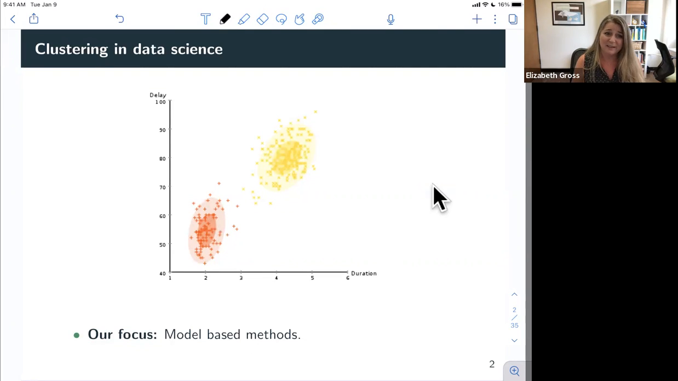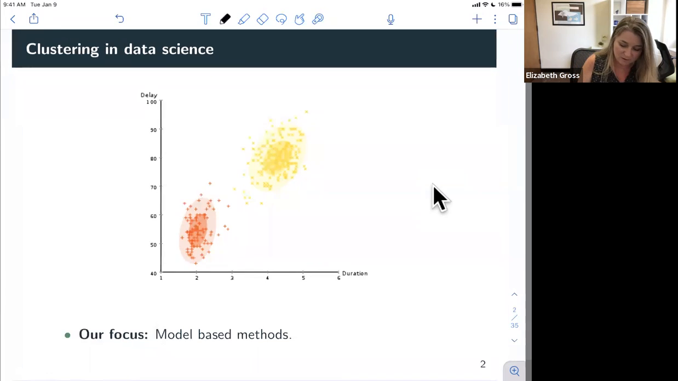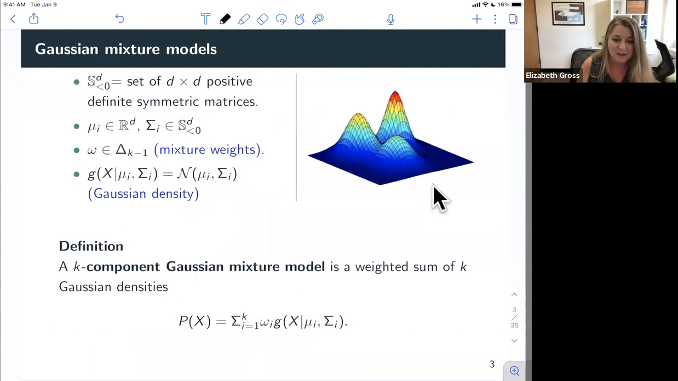But there are lots of ways to do clustering. You have a lot of different supervised methods and unsupervised methods. For model-based methods, the underlying technique is fitting a Gaussian mixture model. So that's what I want to introduce today, and the different problems that are involved there.